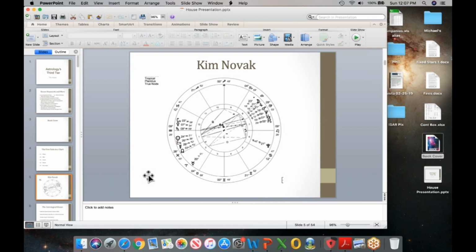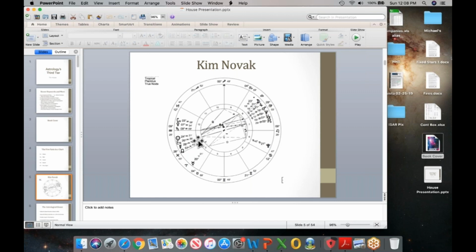And here is her natal chart. Now, what do we have when we look at a natal chart? Well, we have the planets. You can see the planets on the outside over here. Her moon is in Libra, her sun is in Aquarius. And then we have the signs of the zodiac. So you have the planets and the signs.